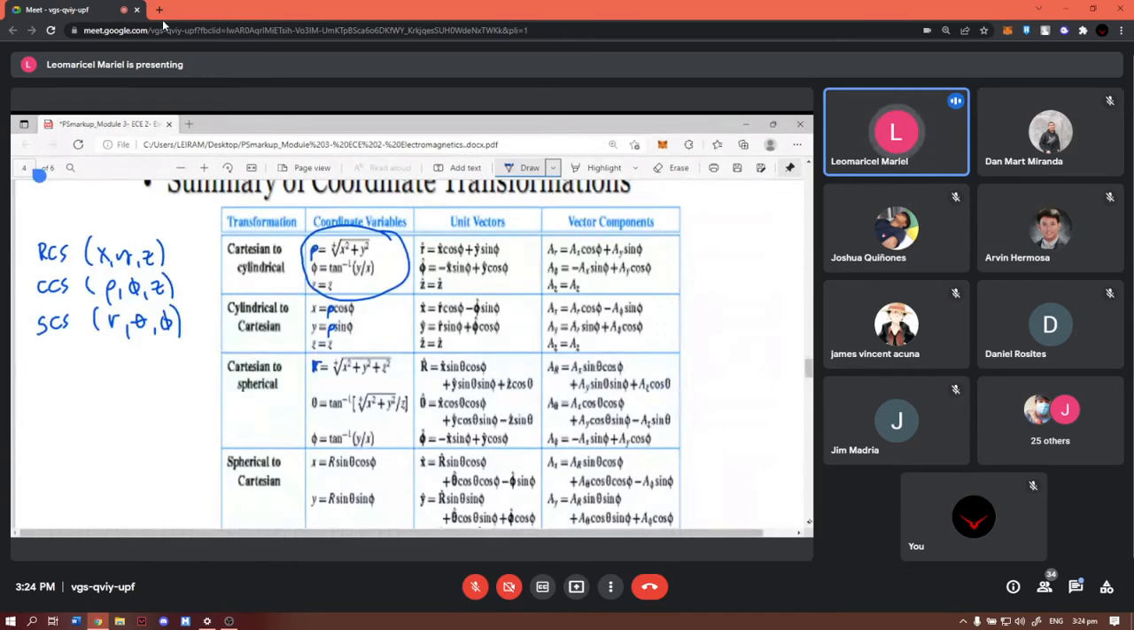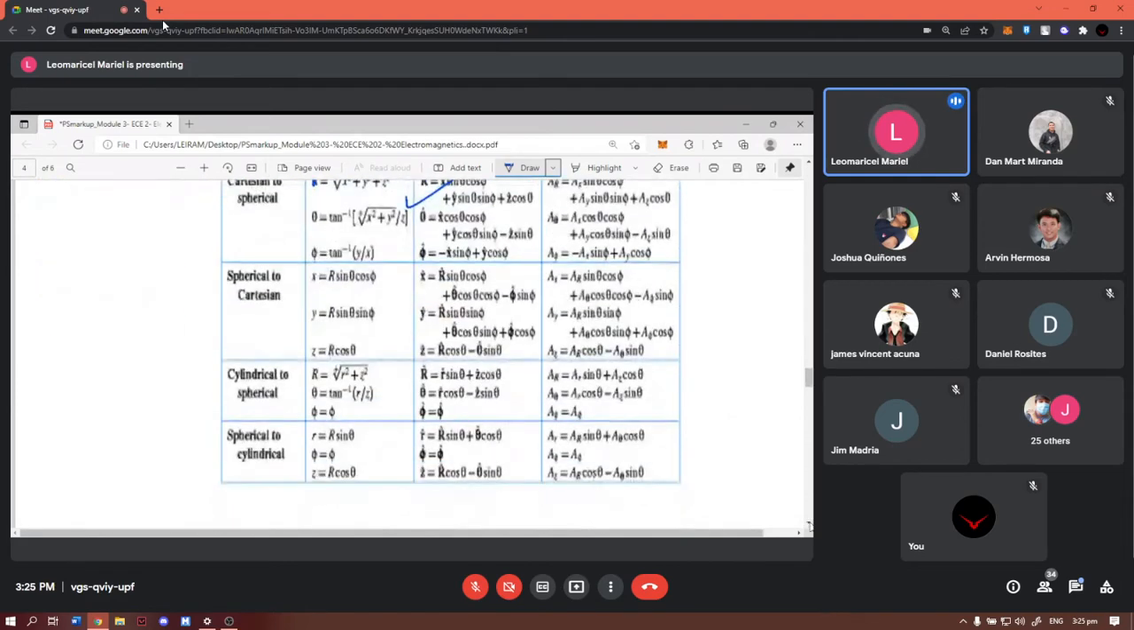And arctangent, yan, okay na yan. Arc tangent of square root over Z. Okay? So actually, itong square root na to is rho over Z din yan. Pwede din yan. So tandaan nyo to. Yan lang ang tatandaan nyo sa table na yan. Then sa spherical, okay, so this will be R sin theta cosine phi. This will be R sin theta sin phi. This will be R cosine theta.